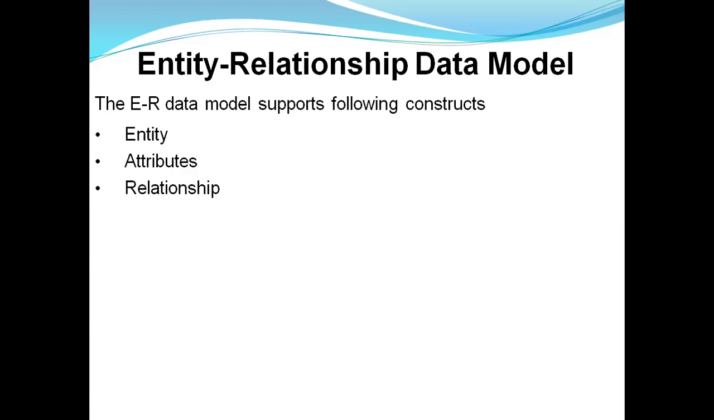Simple. Then we have attributes. What is an attribute? An attribute is a characteristic of an entity which defines that entity. Now, when we say student, student is an entity, but a student has a name, roll number, age, gender, all those things are nothing but attributes of that student. And the third thing is called a relationship. That means when one entity is related to another entity, it is called a relationship between the entities.